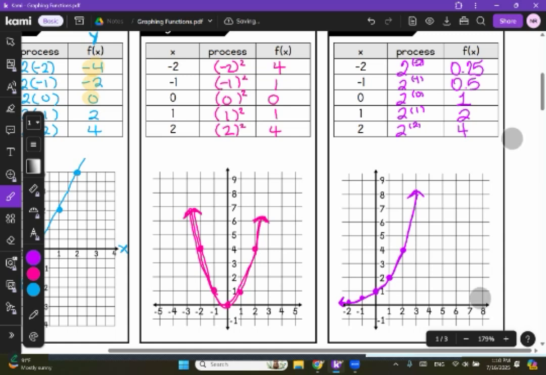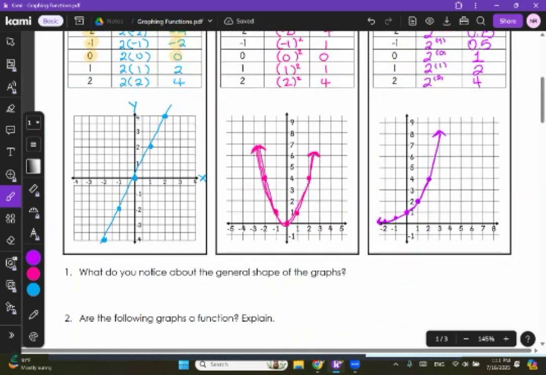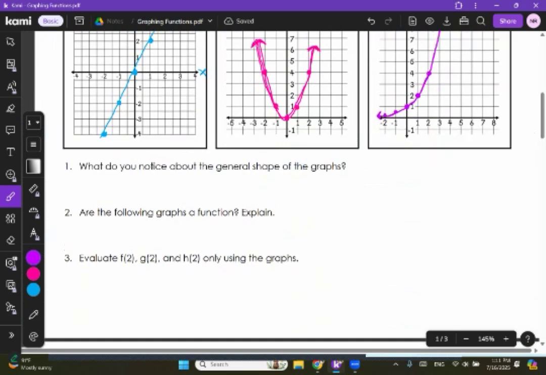Okay. It says, what do you notice about the general shape? We kind of already talked about it. One gives you a straight line. One gives you a U shape. I know mine looks like a V, but it's technically a U shape. And one gives you half of a curve. Are the following graphs functions? Yeah, they're each going to pass the vertical line test. Each graph passes the vertical line test.